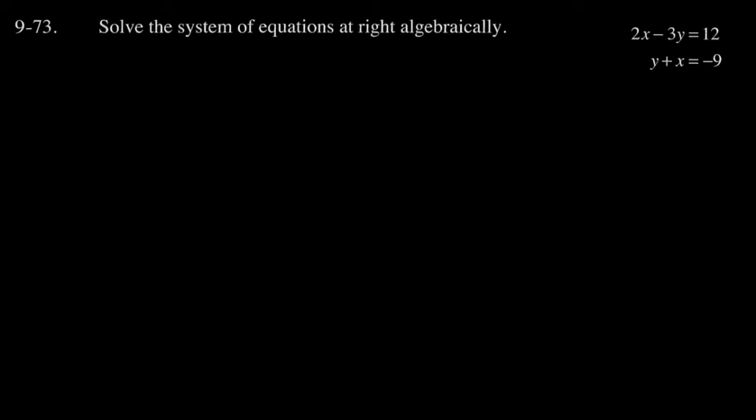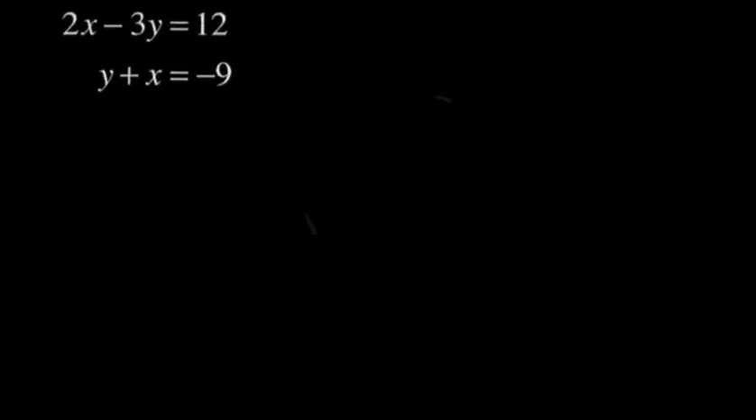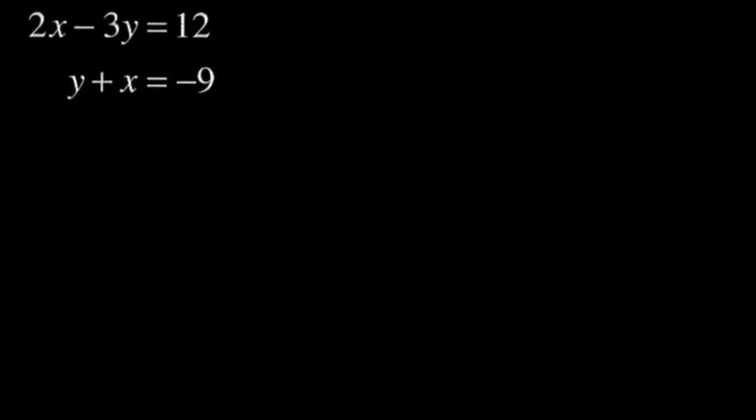Question 73 says solve the system of equations at right algebraically. So I guess this is suggesting that they would rather not have us graph both equations and come up with a graphical solution. So we will solve them algebraically. I want to make a couple modifications.